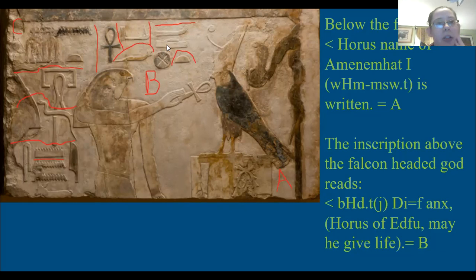And then you have the DJ dot F, which is this. So this is the may he give. And then we have that ion and elliptical H, so that Ankh, which is life.